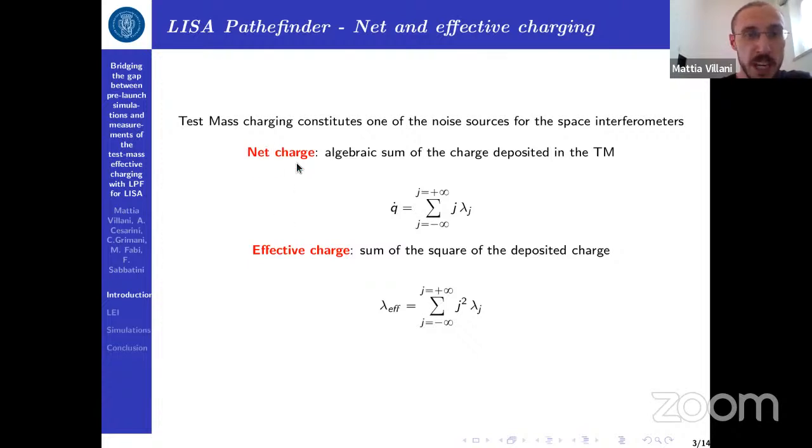When talking about charging, there are two notions that are important. One is that of net charge, which is the algebraic sum of the charge deposited on the test masses. Here is the formula where J is the charge deposited and lambda J is the rate of the deposition. Then there is the effective charge, which is the sum of the square of the deposited charge. So there is a J square in the formula.